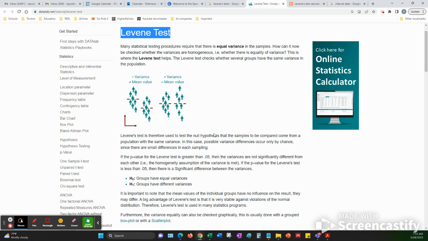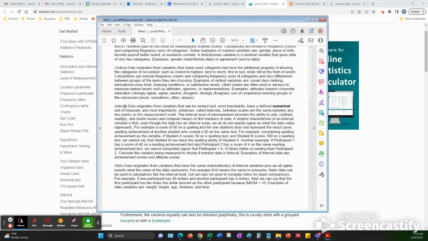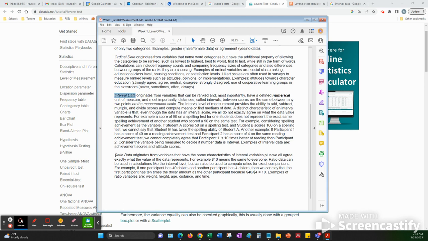Sorry about that. So it doesn't necessarily mean that there is an absolute zero in the interval data. Really, where you're going to find the absolute zero is in ratio data. So the data that we were using yesterday, sodium, there is an absolute zero. So something can have zero sodium in it. And so we were working with ratio data.